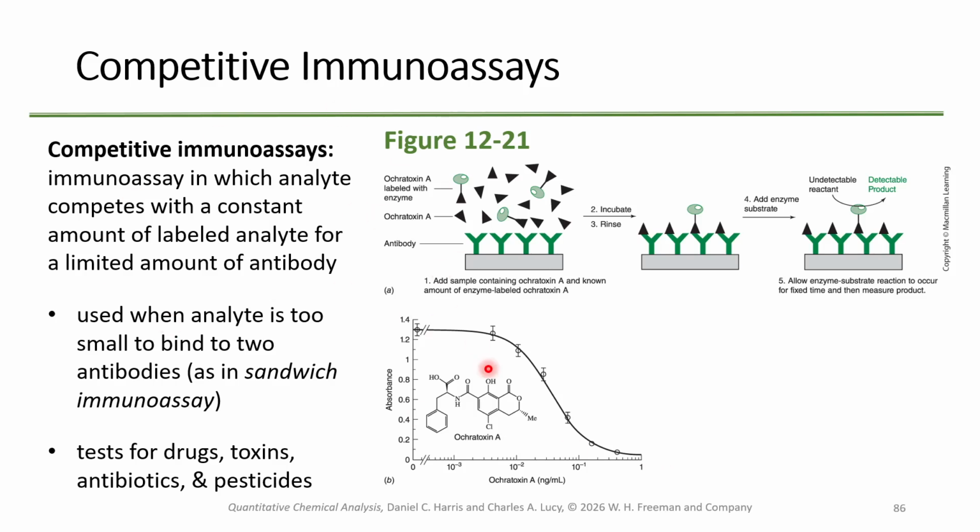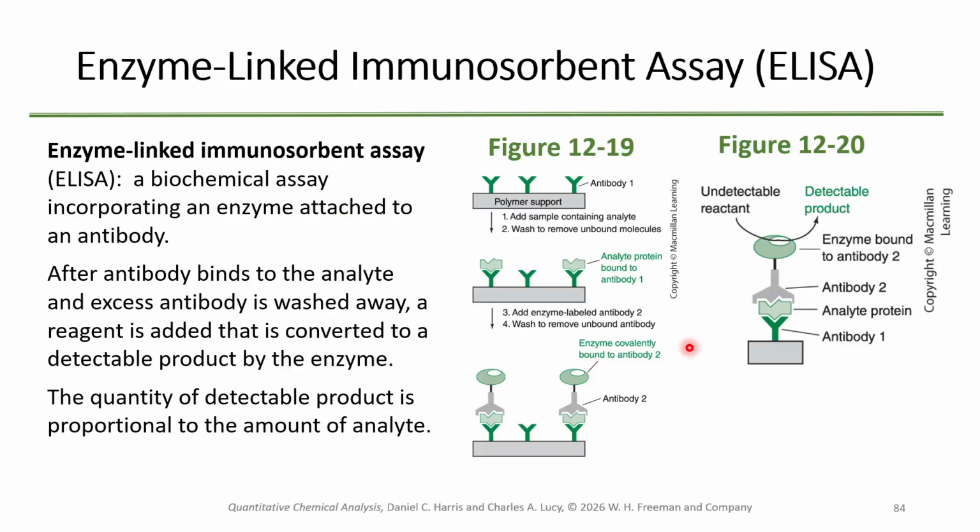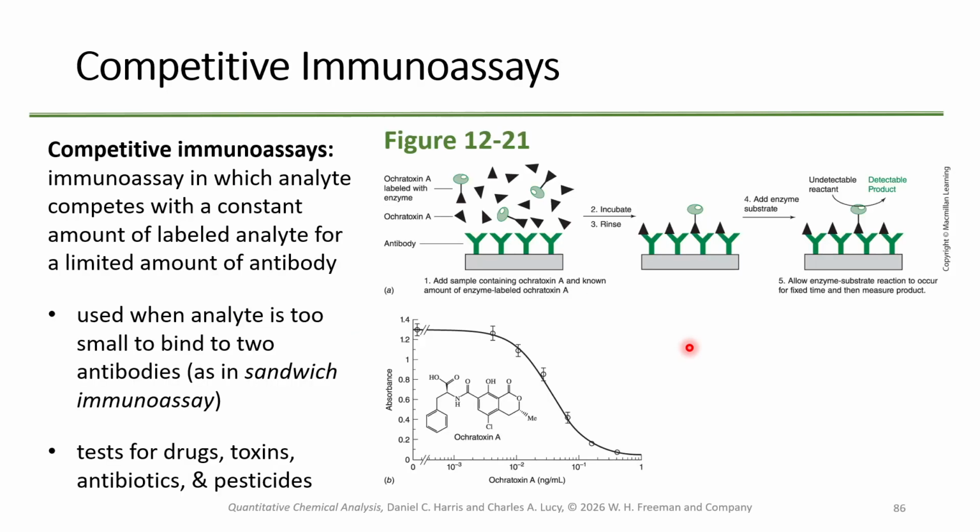Competitive immunoassays. So these are going to be immunoassays in which the analyte competes with a constant amount of labeled analyte for a limited amount of antibody. This can be used when the analyte is too small to bind to two antibodies. So you can't do the sandwich assays up here because it's just too small. You won't be able to fit that number of antibodies around it. It's going to test for things like drugs, toxins, antibiotics, pesticides, all of those things.